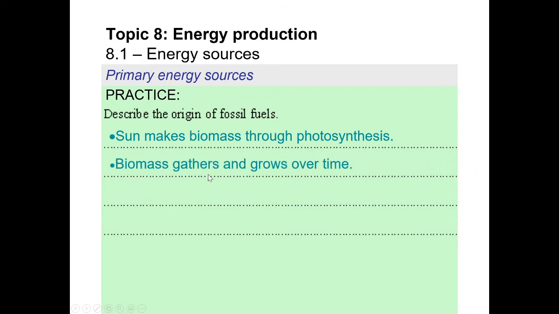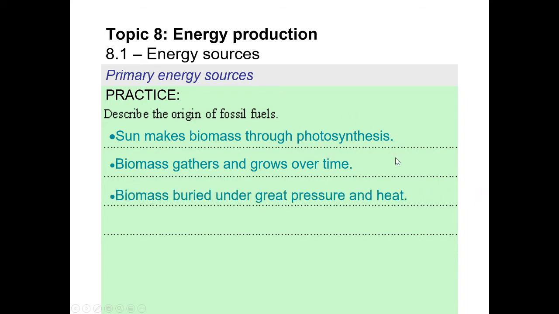Okay, biomass gathers and grows over time. All right, so putting these two together, imagine you have some kind of a plant. You got some seed, you put it in soil, you add water to it, and you need sunlight. So the combination of water and sunlight allows this plant to grow, and it grows bigger, so it accumulates biomass. That's why we say it grows over time through photosynthesis.